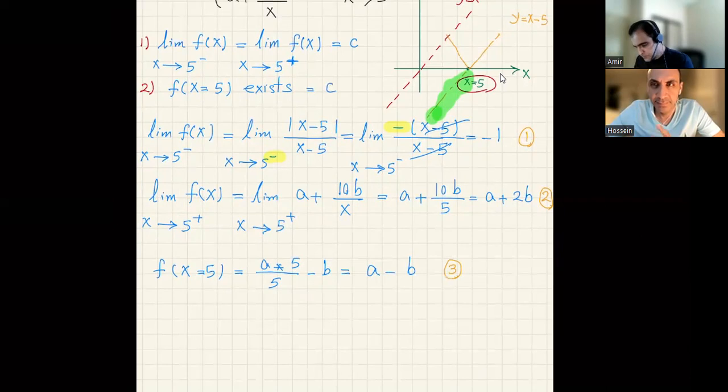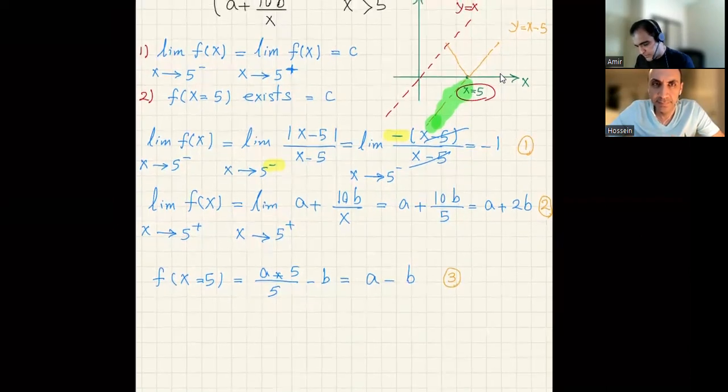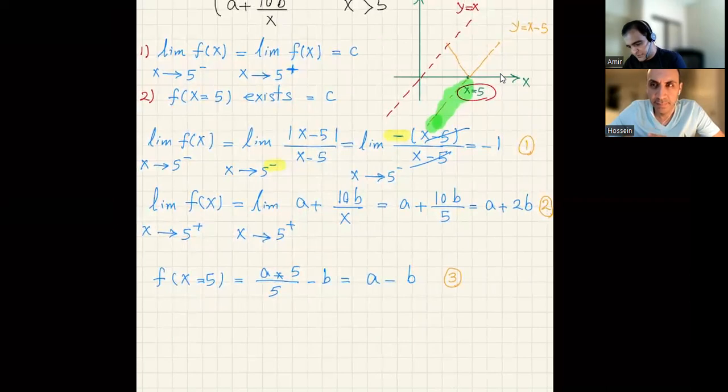And we now look at condition number 1 again here. For the limit to exist, we have to have result number 1 equal to result number 2, correct? Right. So then we can have the limit. So I use that condition here.